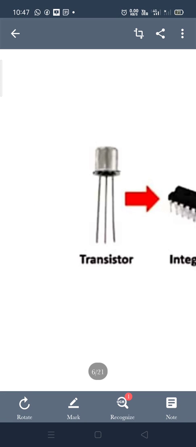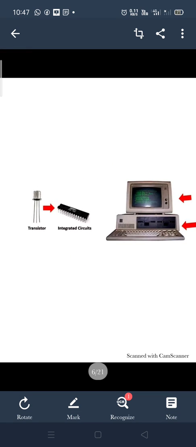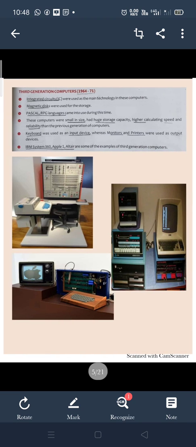So these were again very small. That means on a single chip, thousands of transistors were fit. In the second generation the transistors were fit separately. Now these were integrated. Integrated means on a small chip, thousands of transistors were placed together, and that again led to the reduction of the size of these computers.